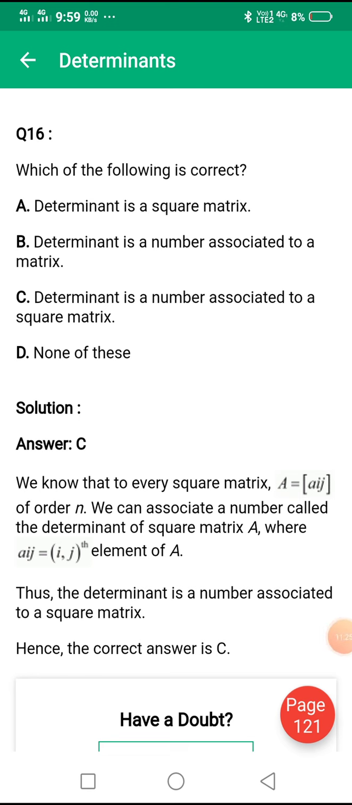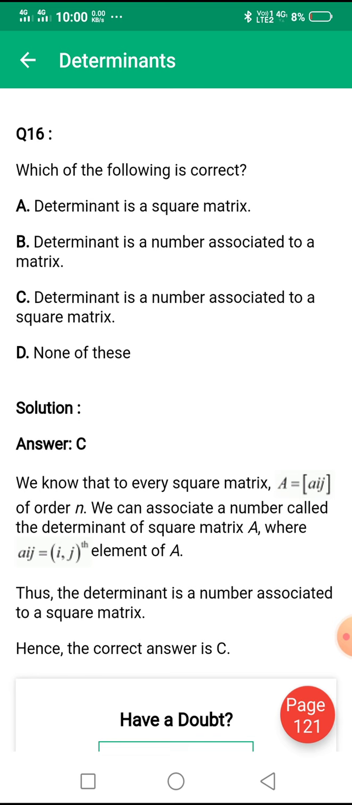Let's understand the 16th MCQ. Which one of the following is correct? Determinant is a square matrix. No, determinant is a real value, right? So determinant is a number associated to a matrix. This seems more correct, but it should be elaborated. It should be a square matrix, because a matrix can be in rectangular form also, that is, the number of rows and number of columns can be different.